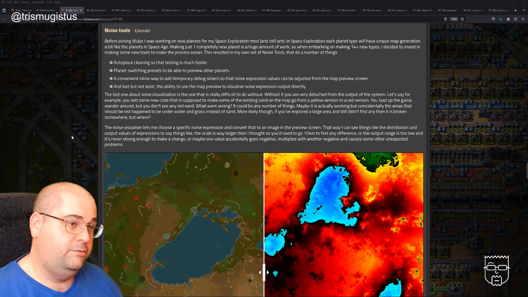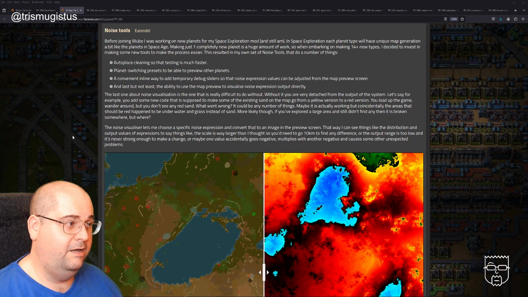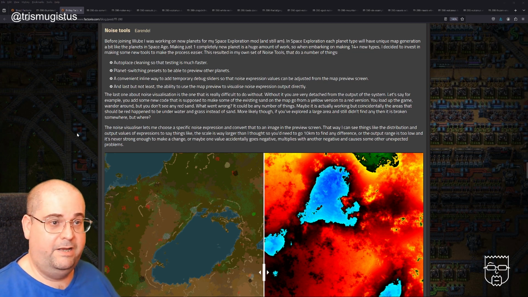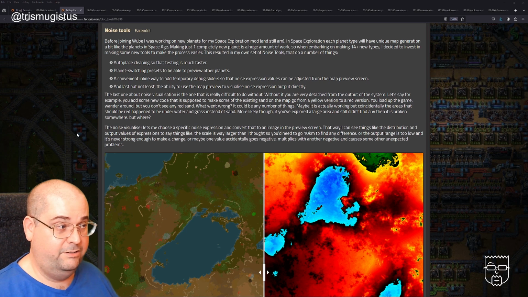Noise Tools by Arundel. Before joining Ruby, I was working on new planets for my space exploration mod, and still am. In space exploration, each planet type will have a unique map generation, a bit like the planets in Space Age. Making just one completely new planet is a huge amount of work. So when embarking on making 14 plus new types, I decided to invest in making some new tools to make the process easier. This resulted in my own set of noise tools that do a number of things.